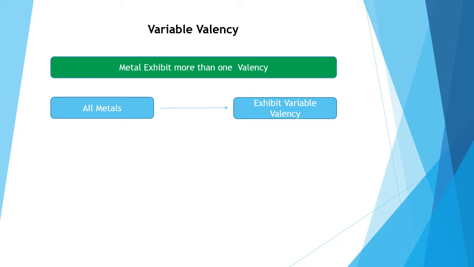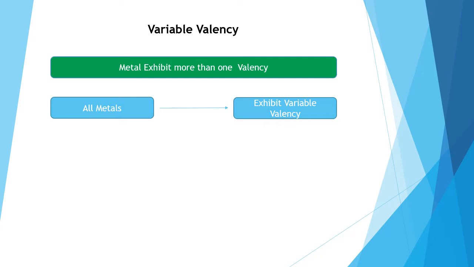Variable valency. It has been found that certain metals exhibit more than one valency. In such a situation, metals are said to exhibit variable valency. The reason for variable valency in certain metals is that, depending upon the experimental conditions, an atom of the metal loses more electrons than are present in its outermost shell, that is, the valency shell. It loses some electrons from the shell next to the outermost shell. Thus, it exhibits variable valency.